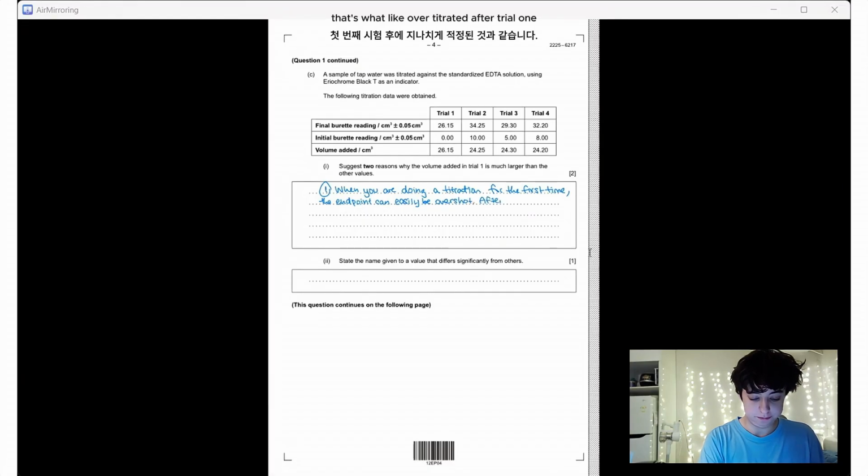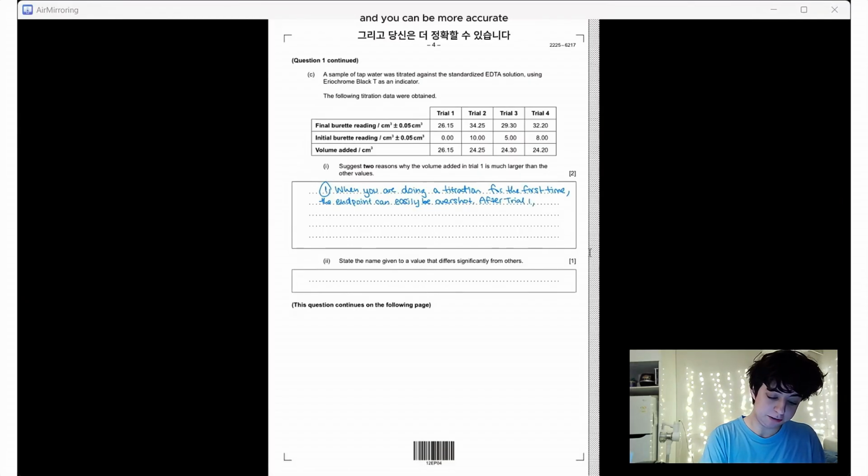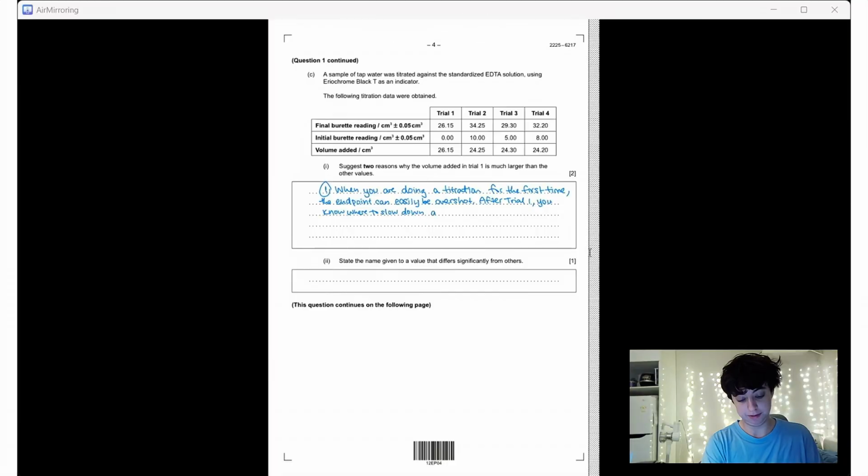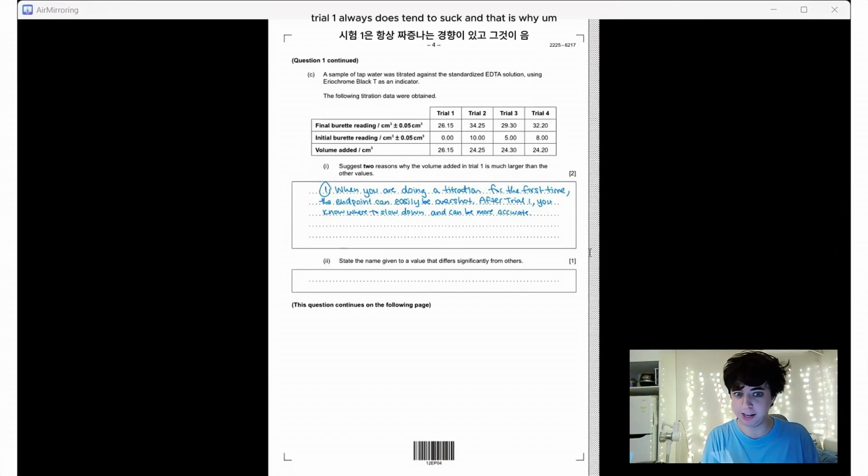After trial one, you then know where to slow down and you can be more accurate. Okay, so that was the first option I did. Whenever I was imagining myself doing a titration, that's a very common reason why trial one tends to suck. Trial one always does tend to suck, and that is why.